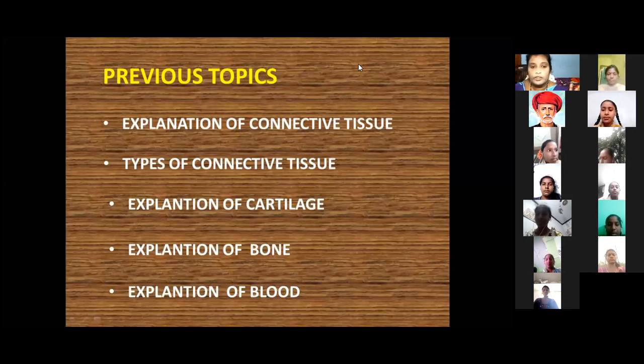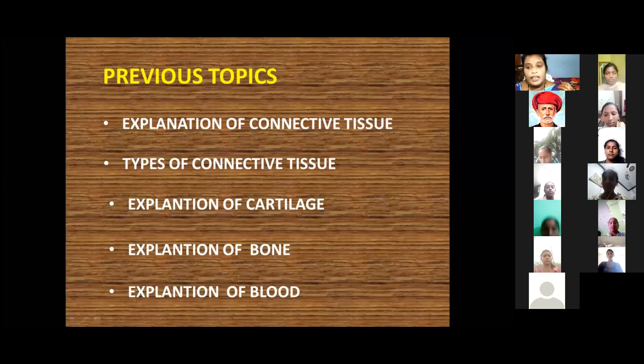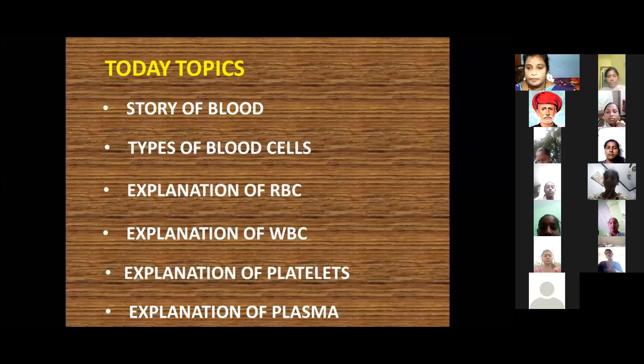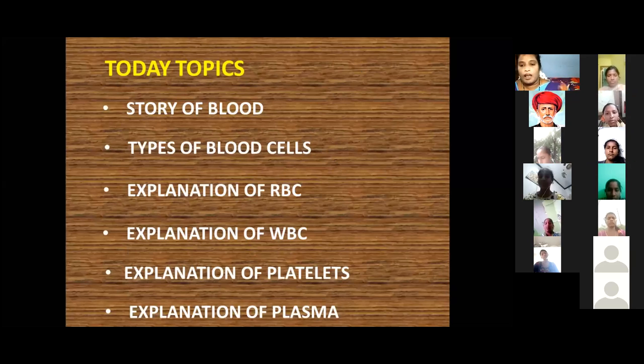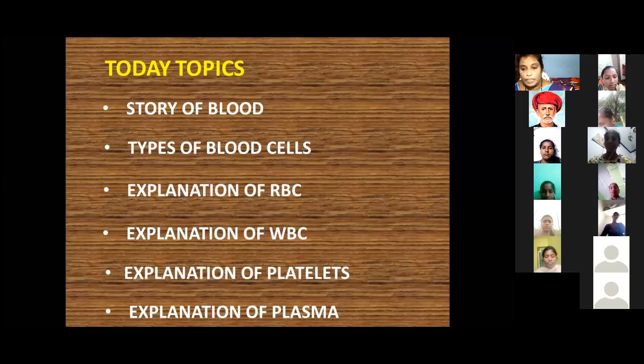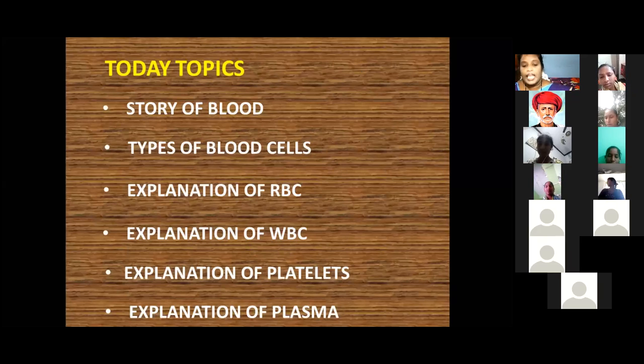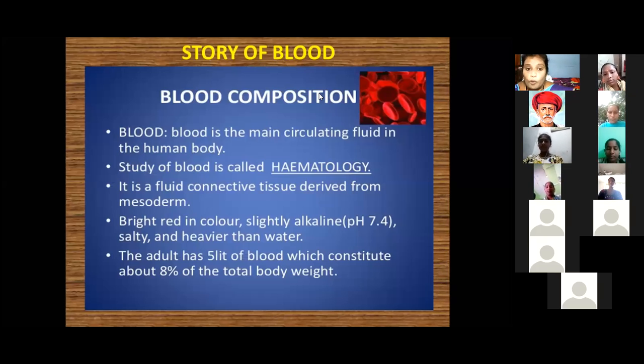Today, I'm going to explain the following new topics: story of blood, types of blood cells, explanation of the RBC, red blood cells, explanation of the WBC, white blood cells, and explanation of the plasma. These are all for today's class. Next, I am going to explain what is the story of the blood.